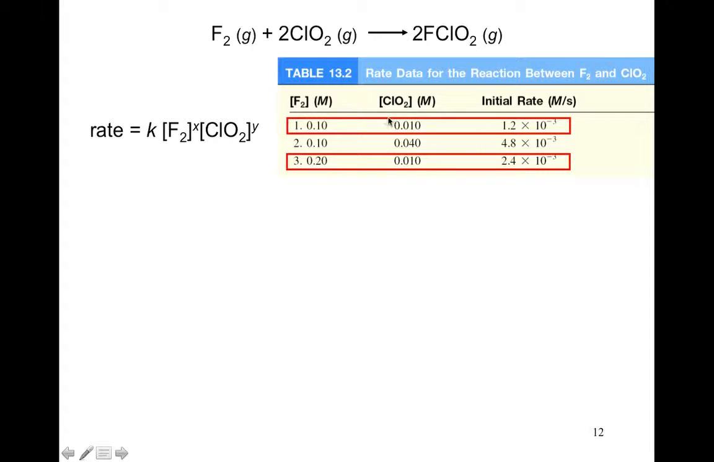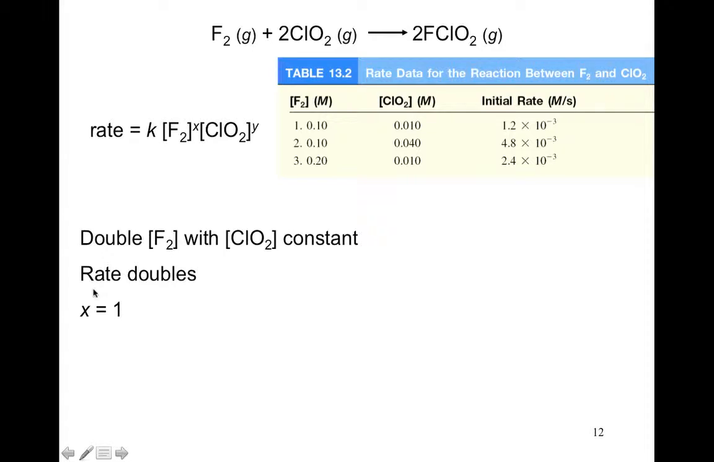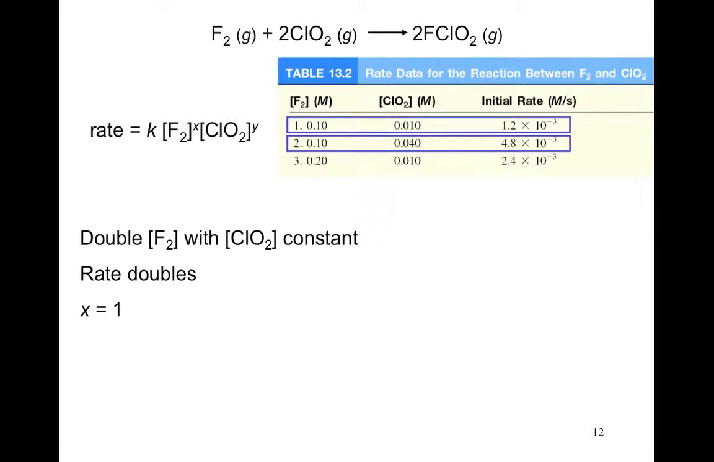So we look at these things and we say, okay, what if we take our chloride and we keep its concentration the same and we double fluorine's? The rate of our reaction doubles. So the relationship between the concentration of fluorine change and the reaction rate change is exactly a 1-to-1. So if we double our fluorine, the rate doubles. That means that x equals 1. So fluorine is raised to the first power. It is directly proportional to its change in concentration. Rather, to the change in the rate from its change in concentration.